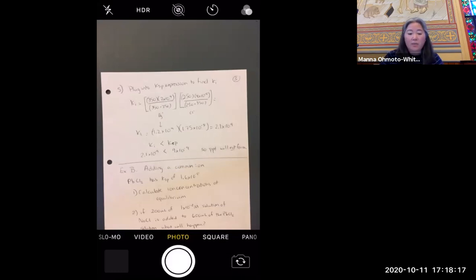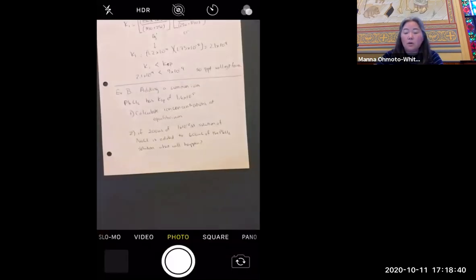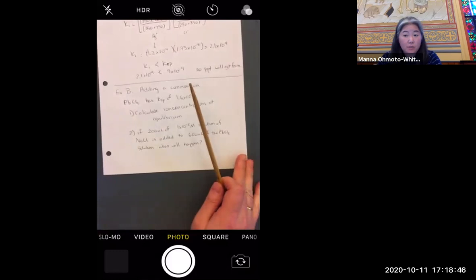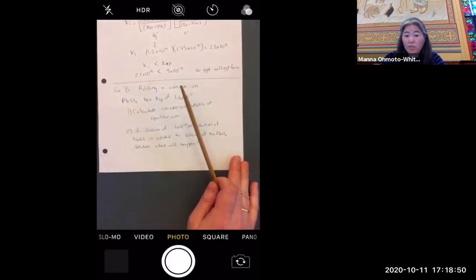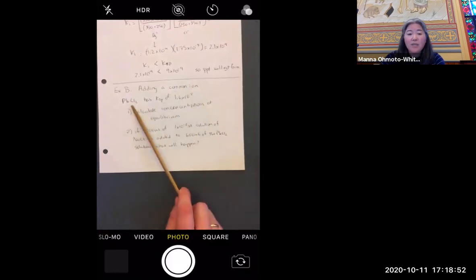Here's another thing that we can take advantage of. We can look at what happens when we add a common ion. We often do this in medical situations and even environmental situations, and I'll talk about which ones they are. So let's say I'm looking at lead-2 chloride that has a Ksp of 1.6 times 10 to the negative fifth.